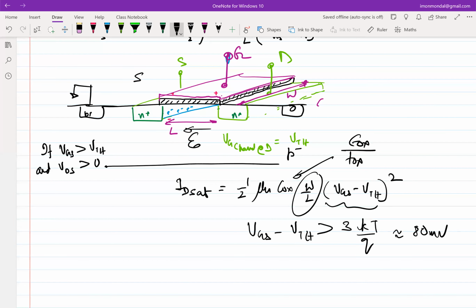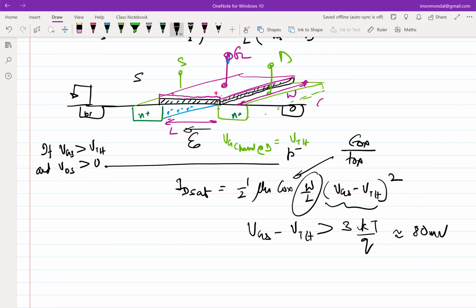Now recall that what we said is if we keep on increasing the VDS beyond saturation, the current does not increase anymore, right? So that's what the definition of saturation voltage was. But that statement is also not fully true.